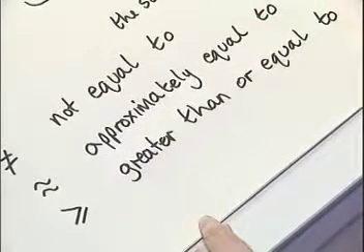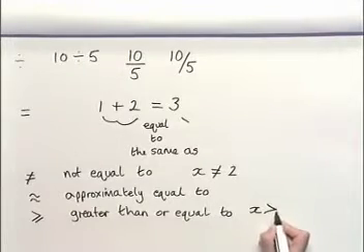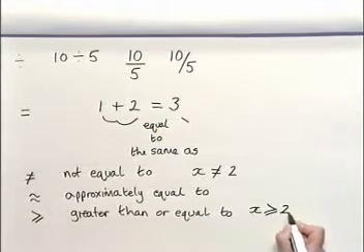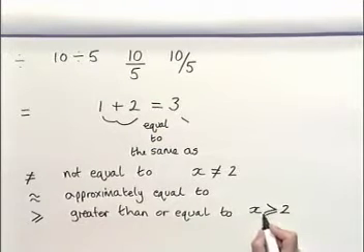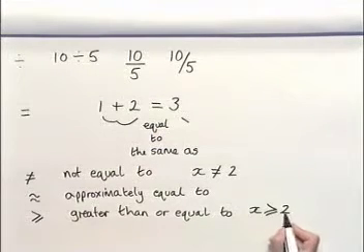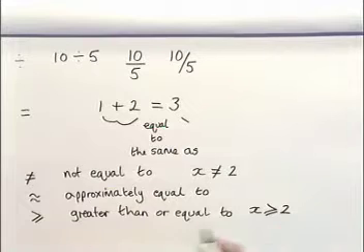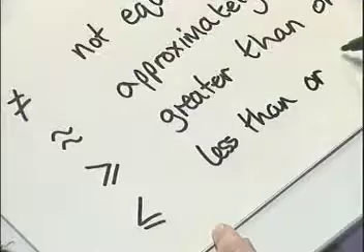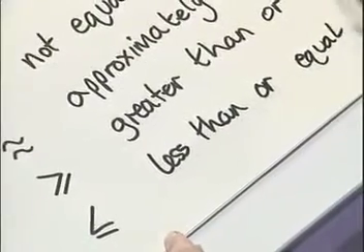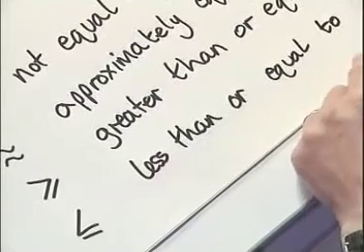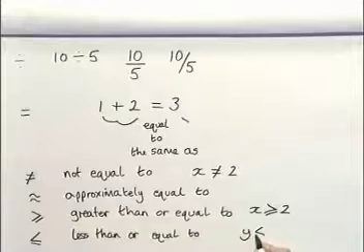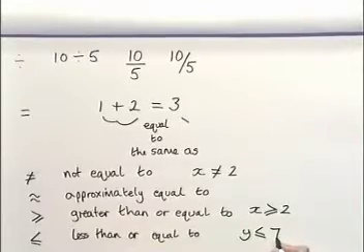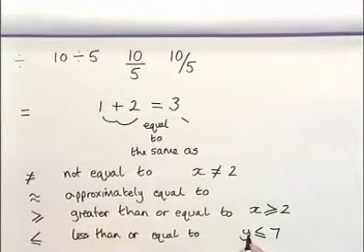An example here might be x is greater than or equal to 2. That means x could take the value of 2, but it could be any number larger than 2. And our less than or equal to. And here, for example, y could be less than or equal to 7. Y could equal 7, but it could be any number less than 7.